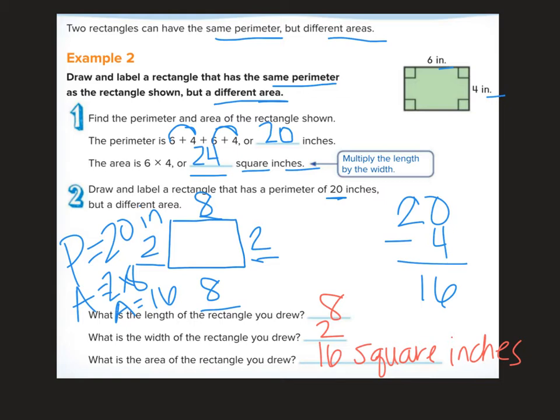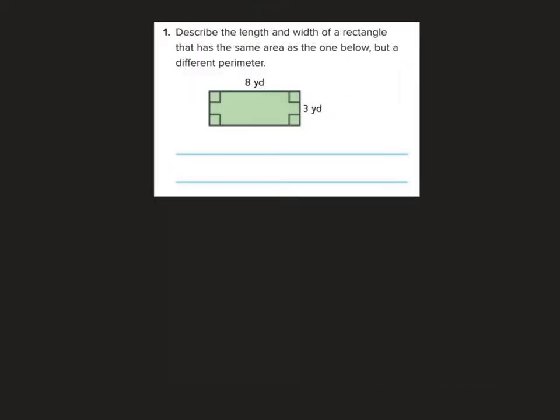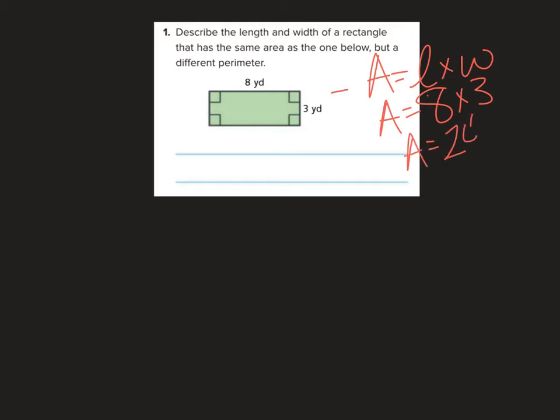Okay, so that's kind of cool. Let's try another. Describe the length and width of a rectangle that has the same area as the one below but a different perimeter. Okay, same area. So first let's find out what the area is. Area equals length times width. Area equals 8 times 3. So the area of this shape is 24 square yards.